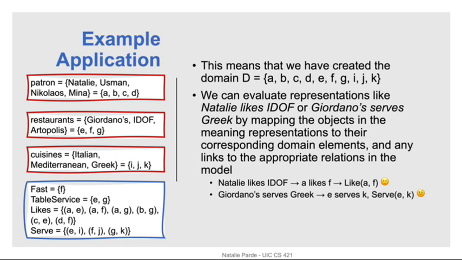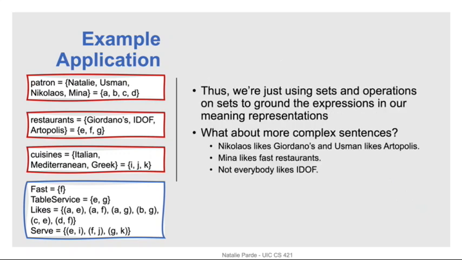This means that we have the domain D containing A, B, C, D, E, F, G, I, J, and K, corresponding to the terms in our non-logical vocabulary, with some knowledge corresponding to the different properties and relations we've specified, so we can evaluate representations like Natalie likes IDOF or Giordano serves Greek by mapping objects to their corresponding domain elements and, in turn, the appropriate properties and relations. So basically, we're just using sets and then operations on sets to ground these expressions in our meaning representations.